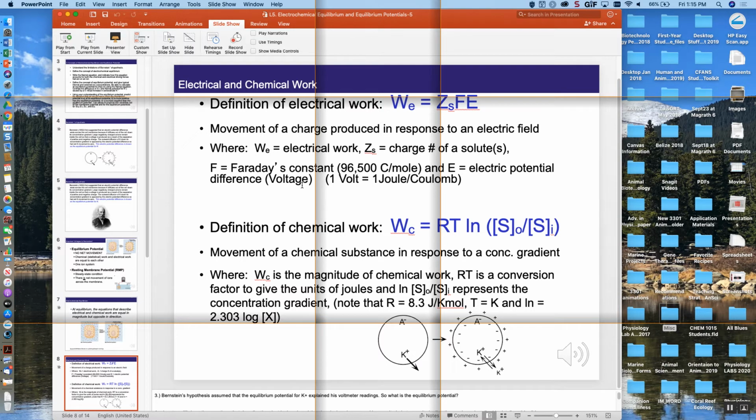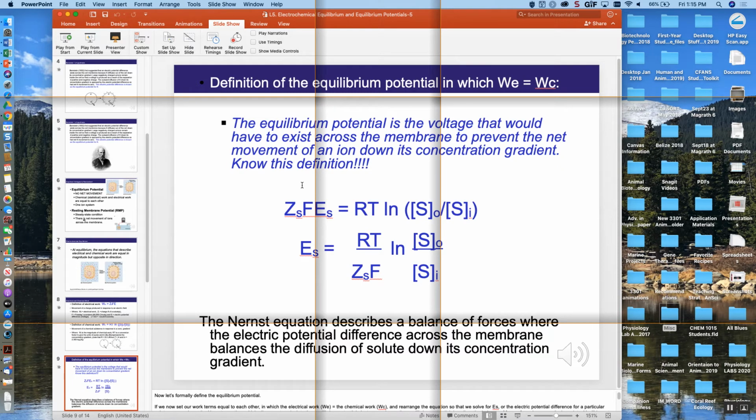Do you all feel pretty good about the Nernst equation and using it? Anybody feel they need a little bit of help? I can come on over. Or you feel like you can use that pretty well? Okay. Here is the Nernst equation, right here. The equilibrium potential for any solute is equal to RT over ZF natural log of that solute outside over inside.